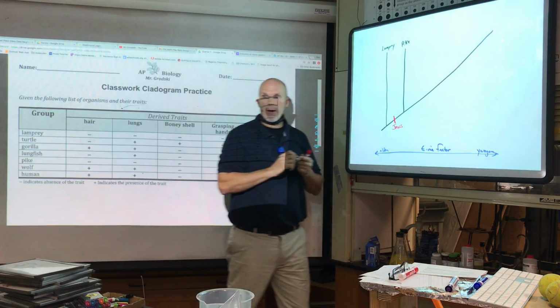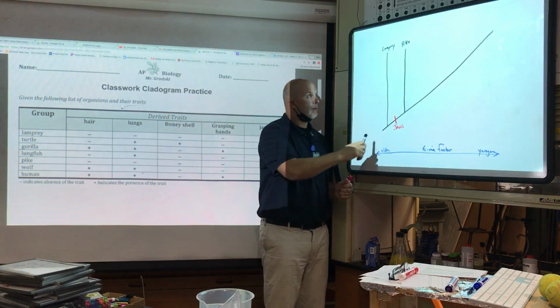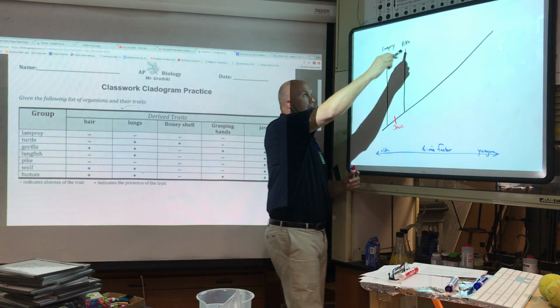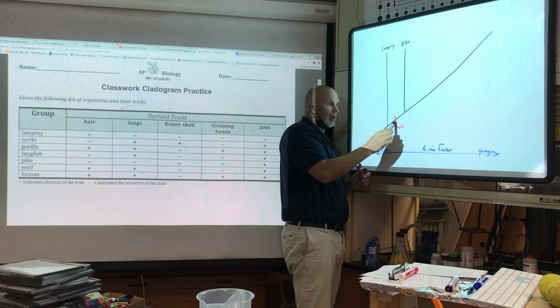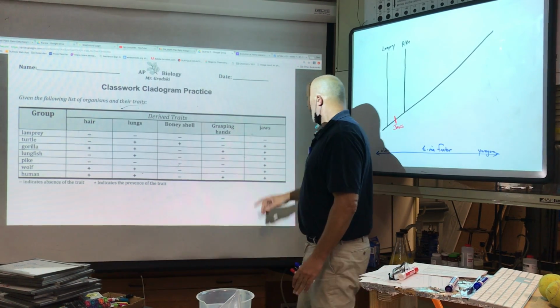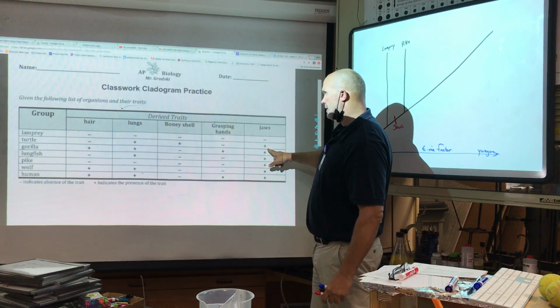And if you read it right now, what's it say? The lamprey has none of the traits that we're testing. What is a pike? To get to the pike, I have to go through here. It developed jaws. Okay. Now, who else has the second most?